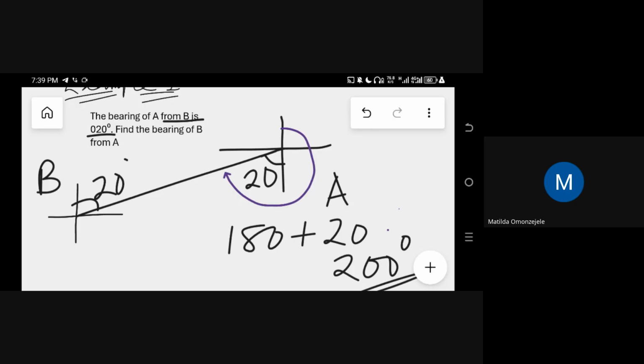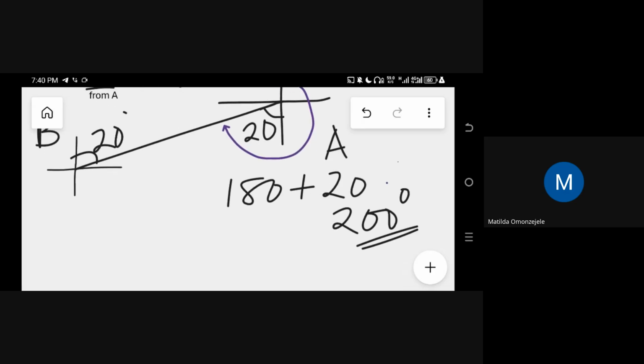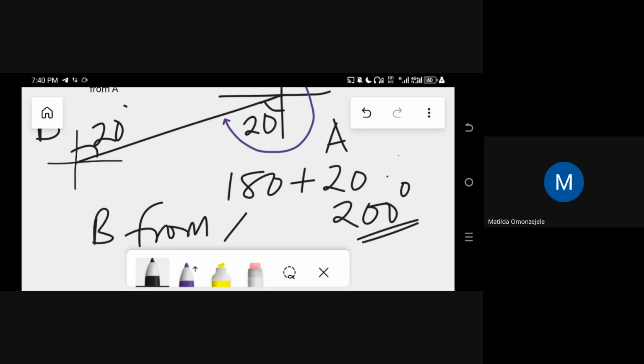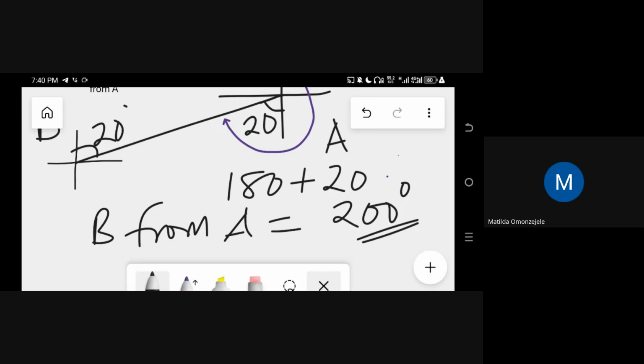Then lastly, you count from the north until you get to that line. North to south is 180 plus the extra angle there, which is 20. That gives 180 plus 20, 200 degrees. So the bearing of B from A is equal to 200 degrees. That is the result.